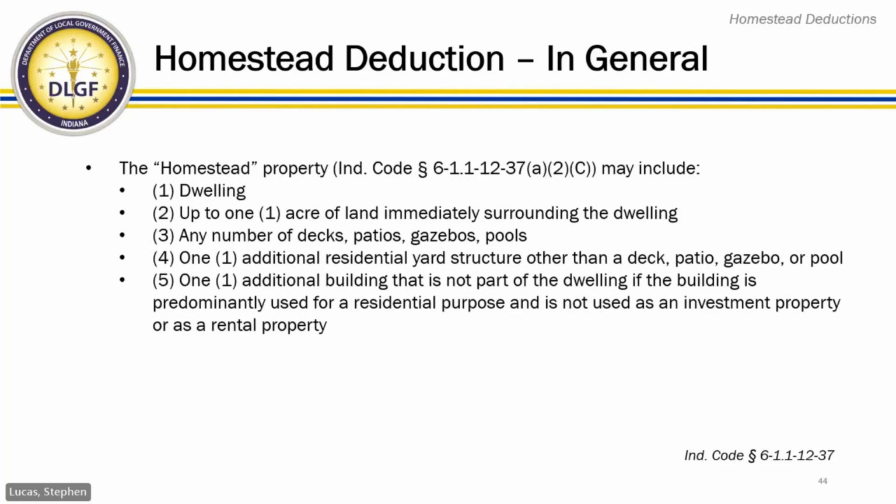So in addition to a dwelling in the immediately surrounding 1 acre, a homestead may include any number of yard structures such as decks, patios, gazebos, or pools. An additional yard structure that doesn't include any of those I just mentioned, and one additional building that is predominantly used for a residential purpose and not used as investment or rental property. Next.